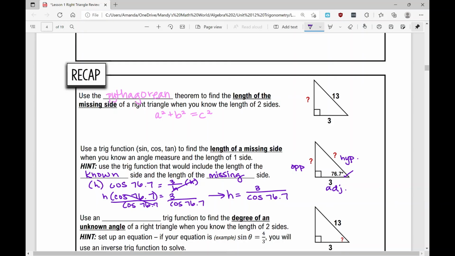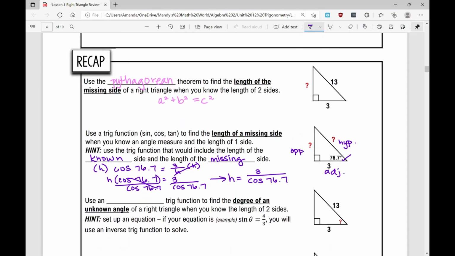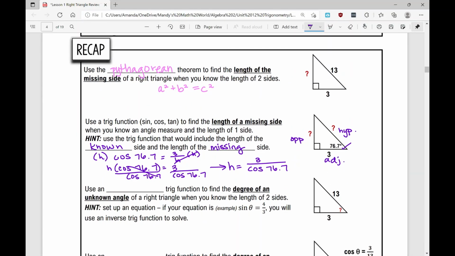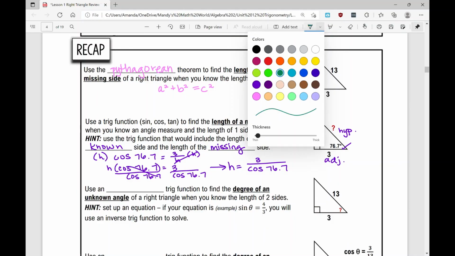We're just undoing this equation, but this can be confusing for many students, especially if this is the first time you've ever seen this. I'm hoping that this is a review for you, but if it's not, then I understand that it can be confusing. So let's move on.